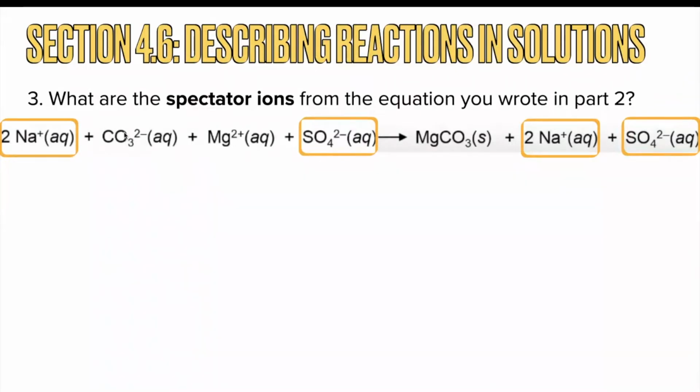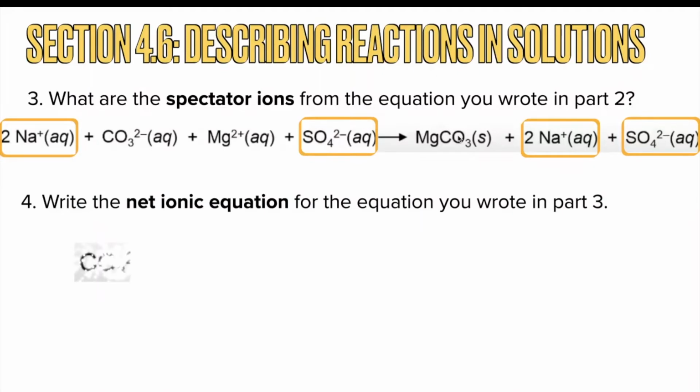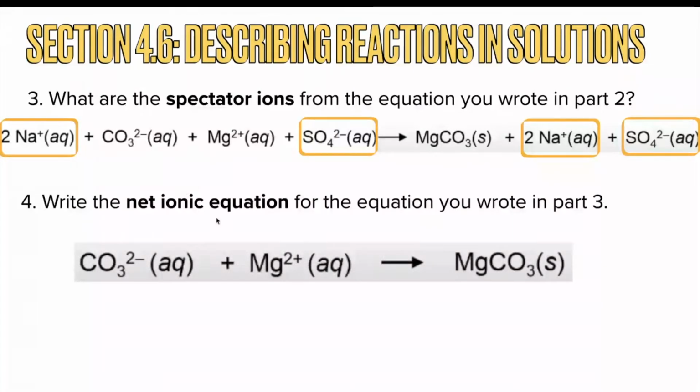So everything else, this carbonate, this magnesium carbonate solid, is what's left over. And that's what we call our net ionic equation. So this would be our net ionic equation for this particular reaction.